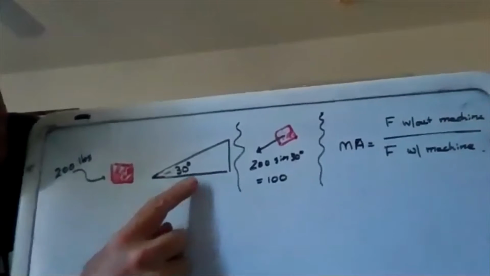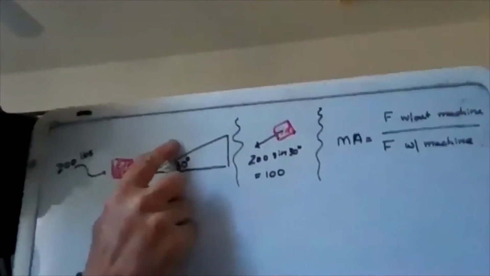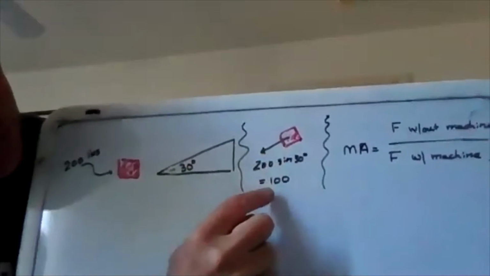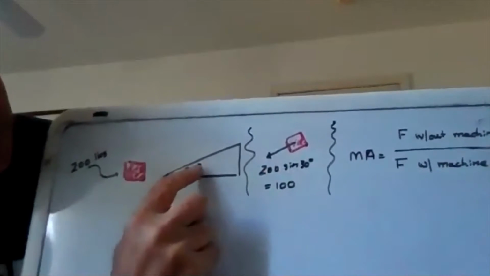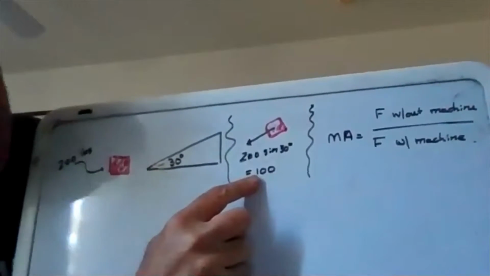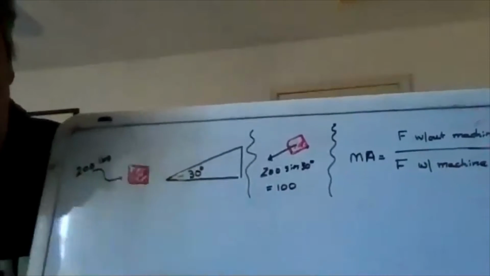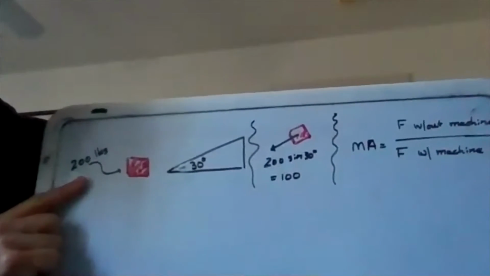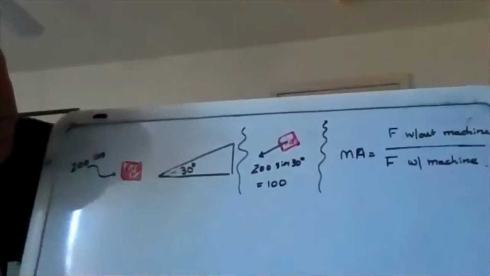And you guys have done your ramp forces. If you take this block and put it on the ramp, the force down the ramp is given by the weight times the sine of the angle. And so I get 100 pounds there. So if this were on the ramp, I would only need to push with 100 pounds to get up the ramp. And that's a lot better than 200 pounds. We could even go with a smaller angle and make this force even smaller.